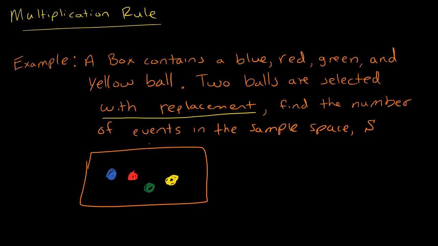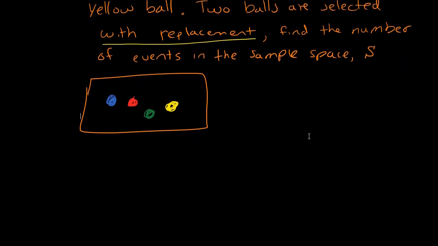Right, so find the number of events in the sample space S. All right, so I could start thinking about this. What could happen here? Here's my sample space S. I can list out all of my events, right? One possible event is that I get the blue ball, and then I get the blue ball again. I could get the blue ball, and then I could get the red ball, right? Blue and red, right? And I can continue listing them out.